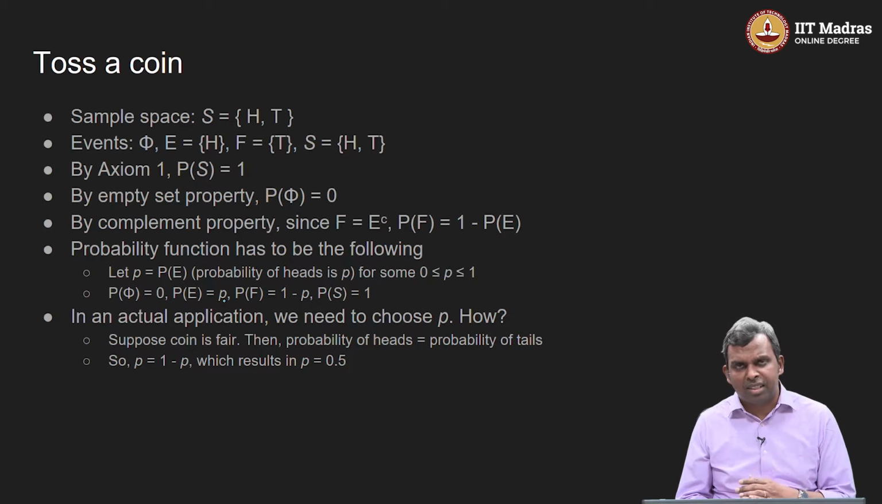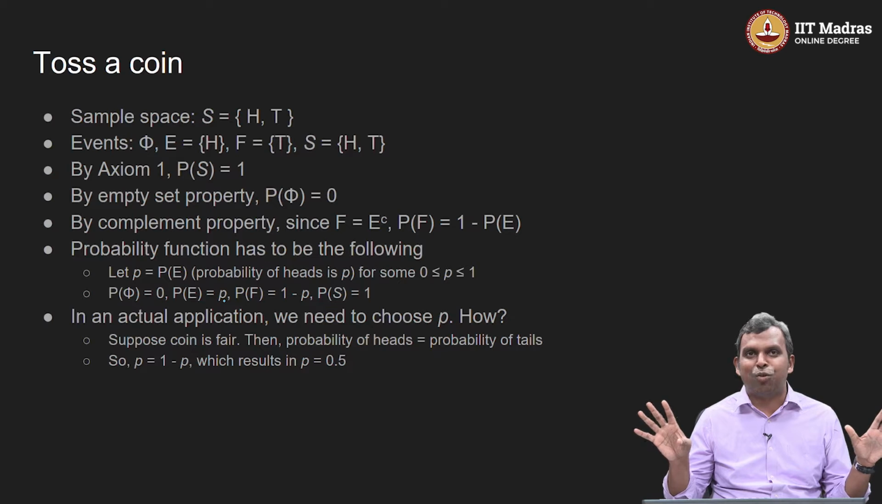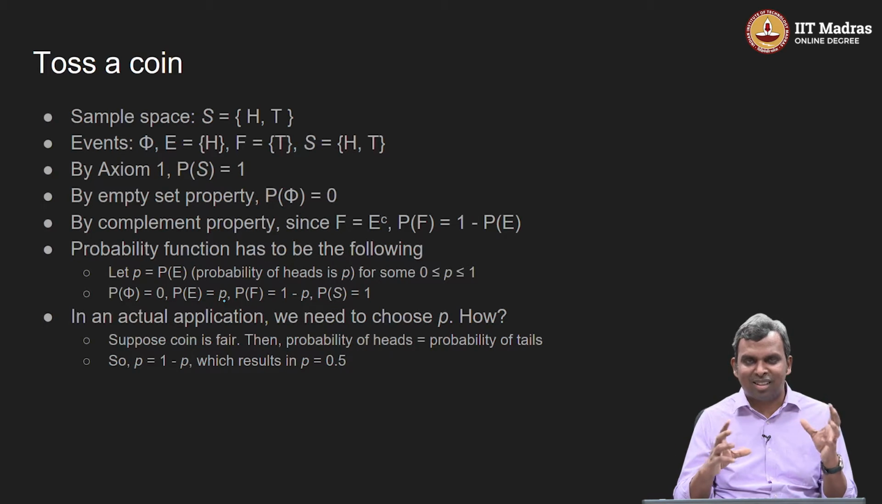So, there are 4 events, and now let us see what kind of values the probability function can assign to these 4 events, right. So, for the entire sample space, you have to assign 1, right. P of S is 1. From the empty set property, P of the empty set is 0. Okay. Already 2 probabilities are taken care of. Notice how the properties just enter the picture and simplify the work for you, right.